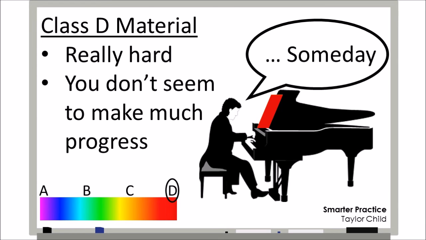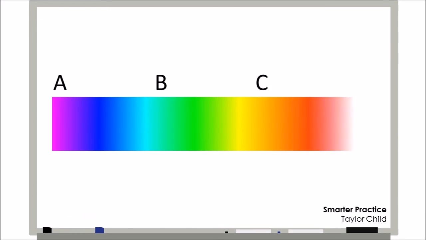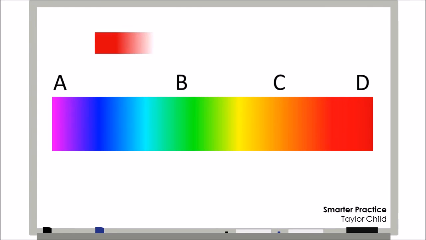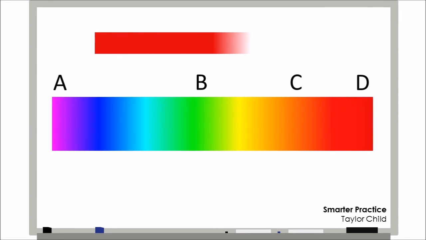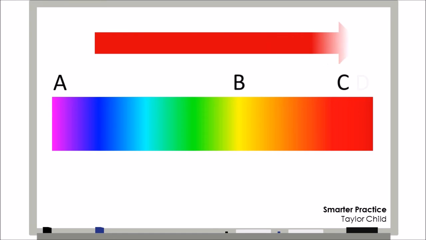The good news is that as you study more B and C pieces, you find that this scale starts to slide. And as you gain more skills, your sight reading gets better, so your A section gets larger, your B section gets better because you've accumulated more lessons, your C section gets better because you've accumulated more lessons and you're able to handle more things and you've got more experience, and your Class D does eventually pretty much disappear.